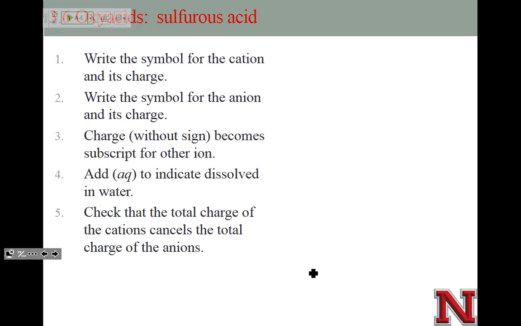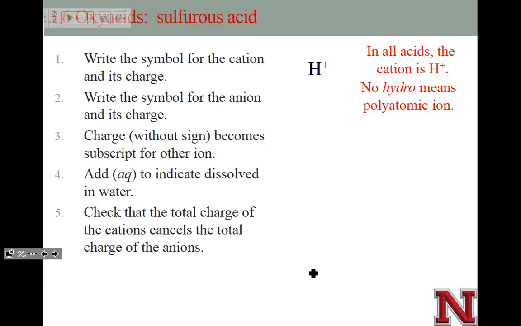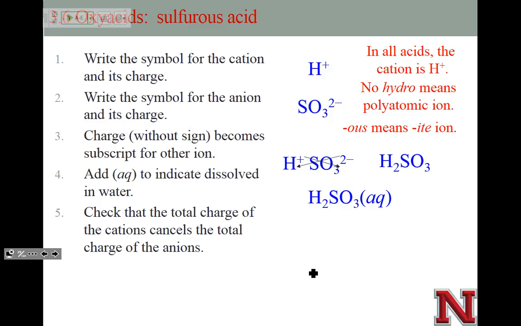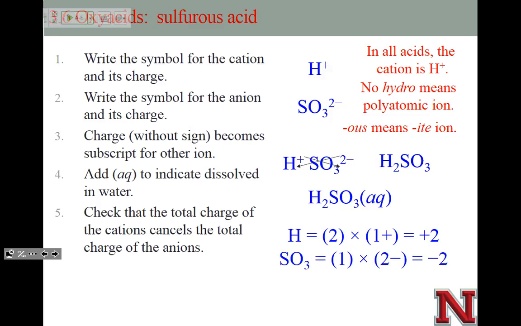Last one, sulfurous acid. Again, there's no hydro, so we know it is a polyatomic ion. So just like before, we're starting with H. That's true for all acid. Ous would have started with ite, so that's SO3 2-. And then we just have to balance it. It won't always come out to H2 and whatever your anion is. It just so happened that these 3 examples all had a 2- charge. That's not always the case. So as you can see, we're going to put aqueous again at the end, and that's the full formula. And we can double check.